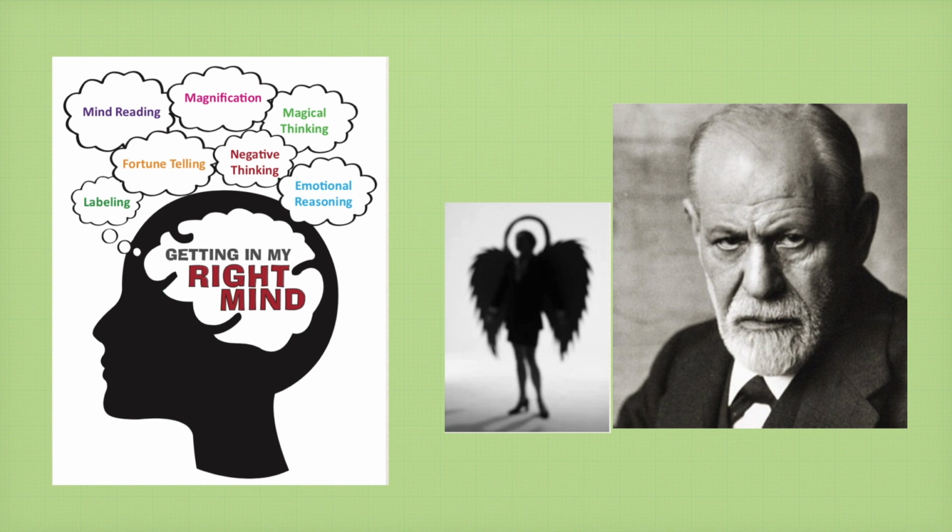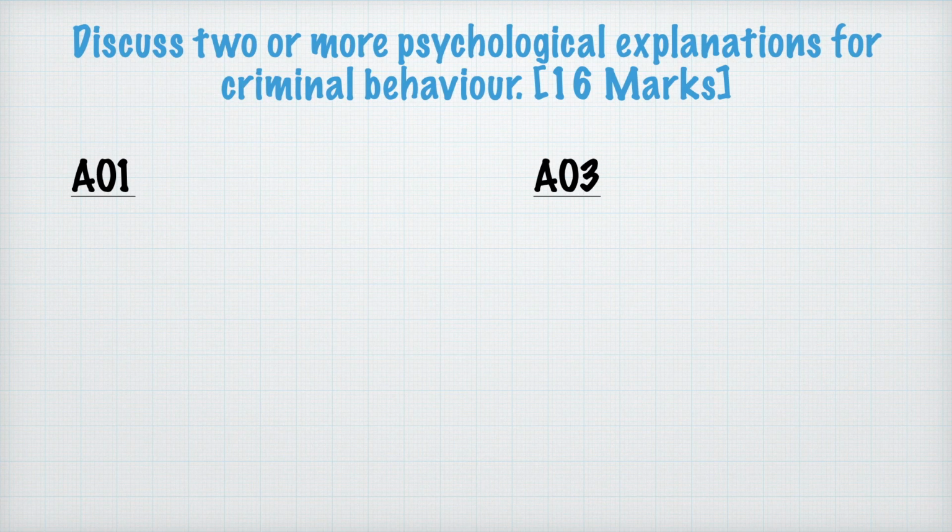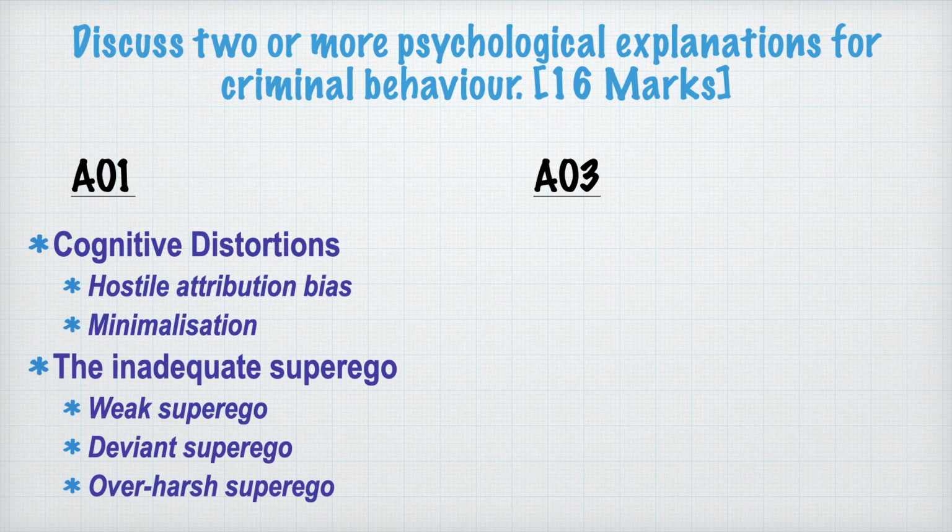Okay, so remember that within cognitive explanations and within the psychodynamic approach, there are actually 2 individual theories, and you can use these individual theories as outlines in their own right. Okay, you don't have to talk about everything. So, as you can see, that's exactly what I've done. I'm going to start with my cognitive distortions. I'm going to talk about hostile attribution bias and minimalization, and it probably won't look massively different to the essay that I showed you earlier.